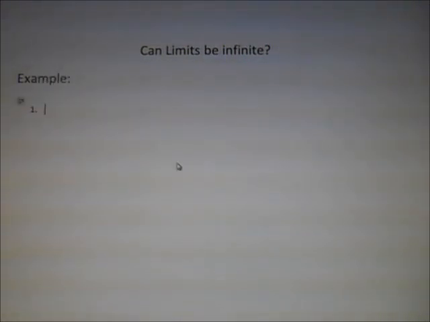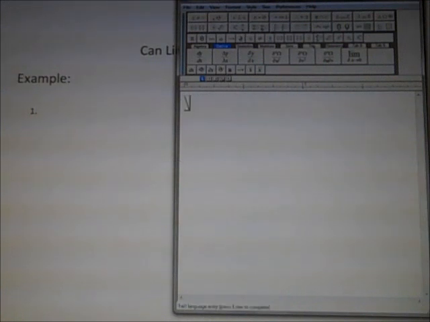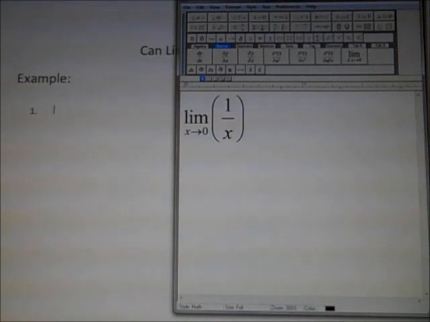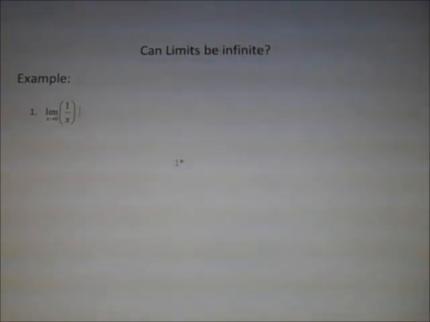The first one is the limit as x approaches 0 of the function 1 over x. So the question is, does this limit exist? And if so, what is it? Remember, if a limit exists, the left hand and the right hand side have to be the same. So let's take this, I'm going to copy that.